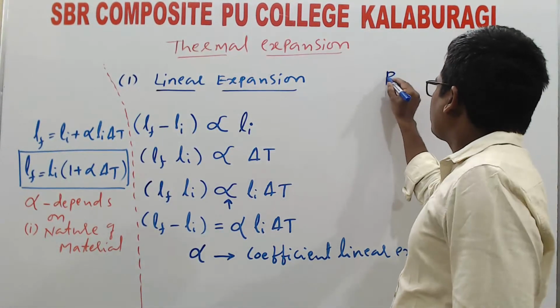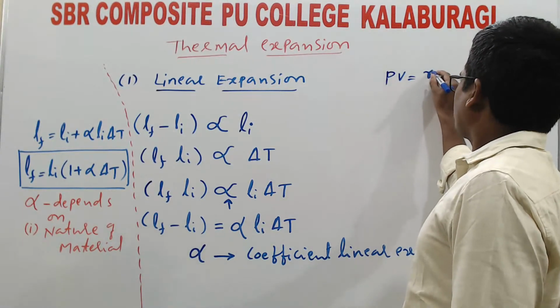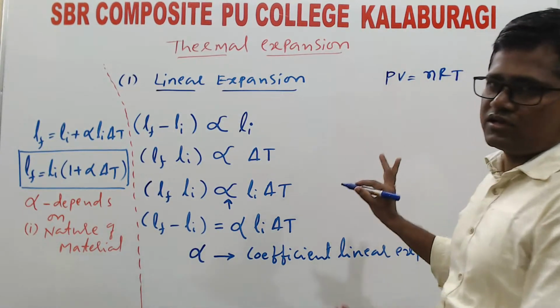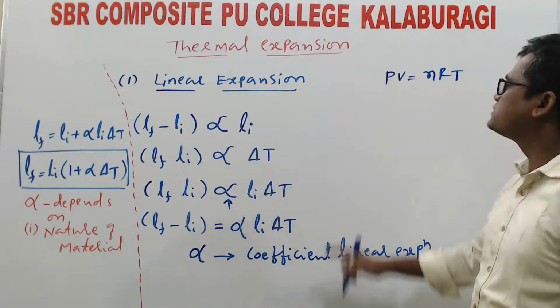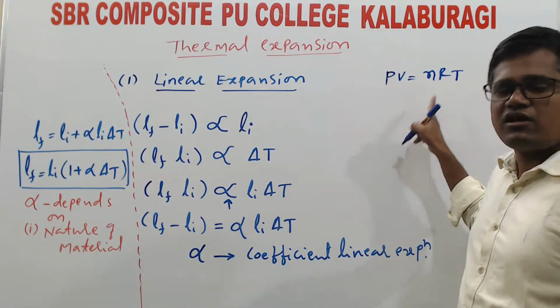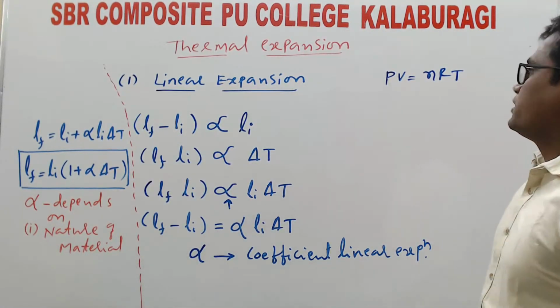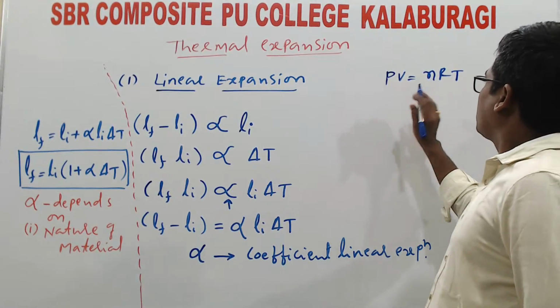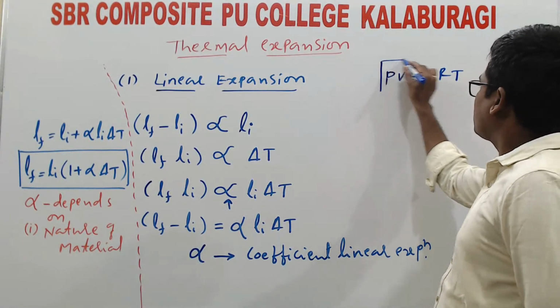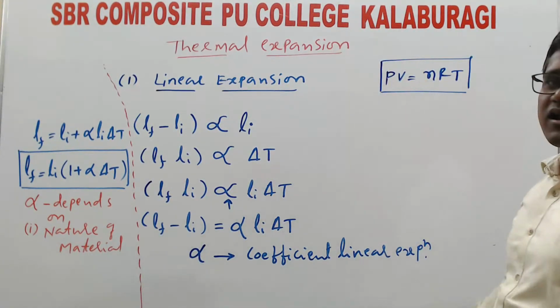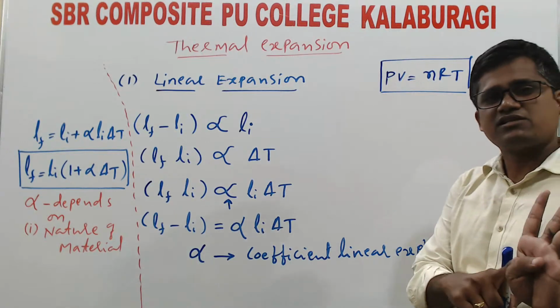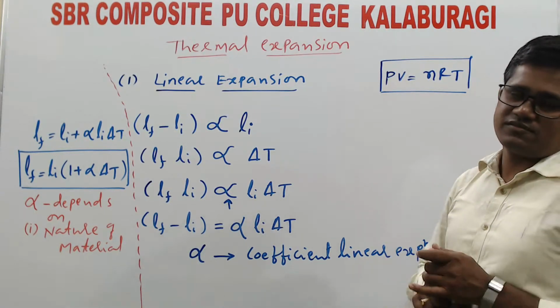So PV is equal to nRT, which you already know. It is the ideal gas equation or perfect gas equation. Here, in this equation, what is R? It is the universal gas constant for 1 mole of gas.